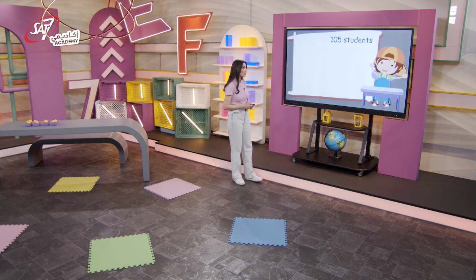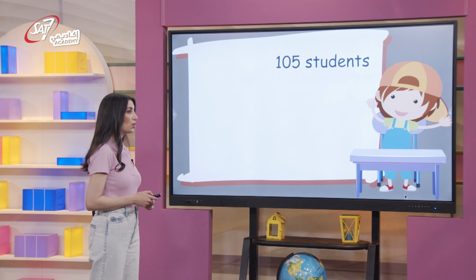105 third graders are working on a school project. The teacher is pairing them so that each student would work with a partner. Can the teacher divide the students in 2s? How can we know whether 105 is a multiple of 2?